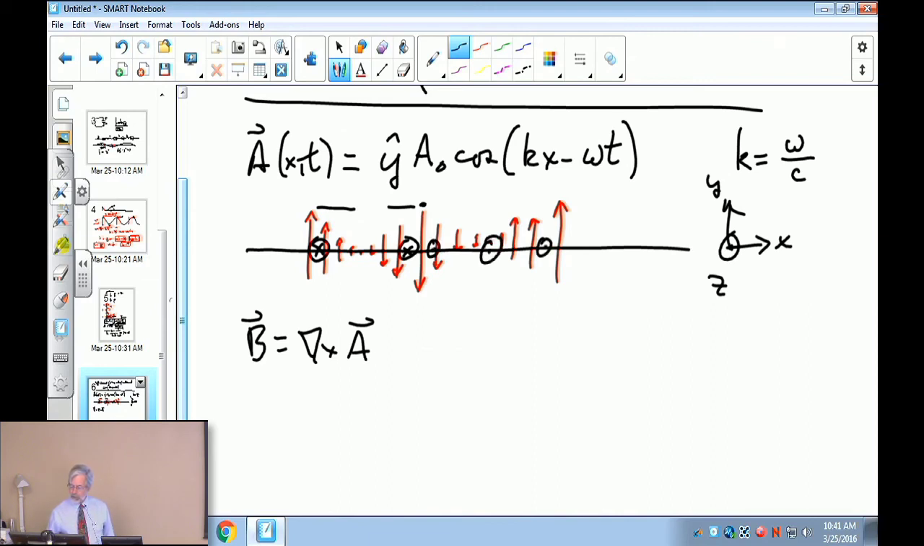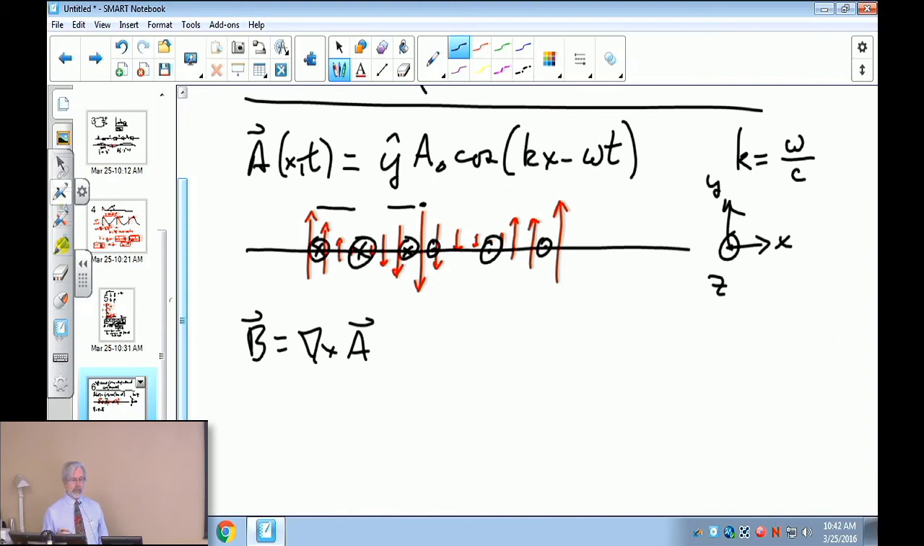Okay, now on the other side, B is coming out. In fact, there's a maximum B here and a maximum B into the page here. So B is oscillating, and we would get it just by evaluating the curl of that A field. And it oscillates, and it's in the z hat direction. So we get an oscillating B field.